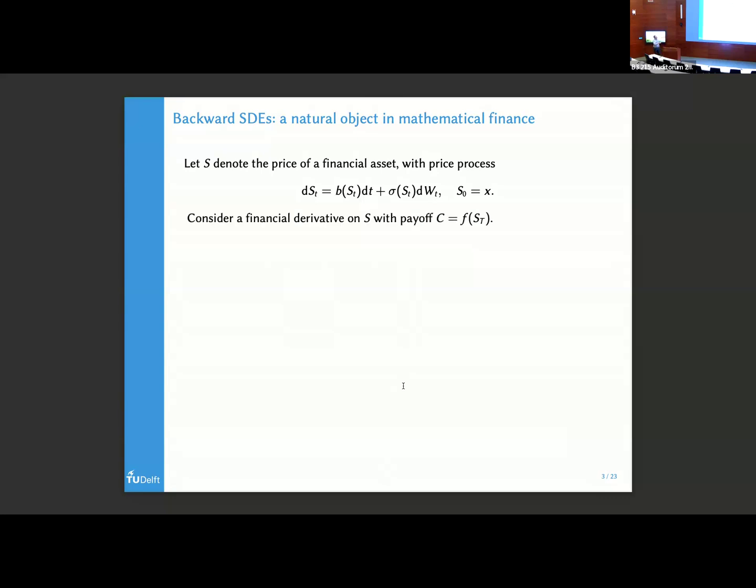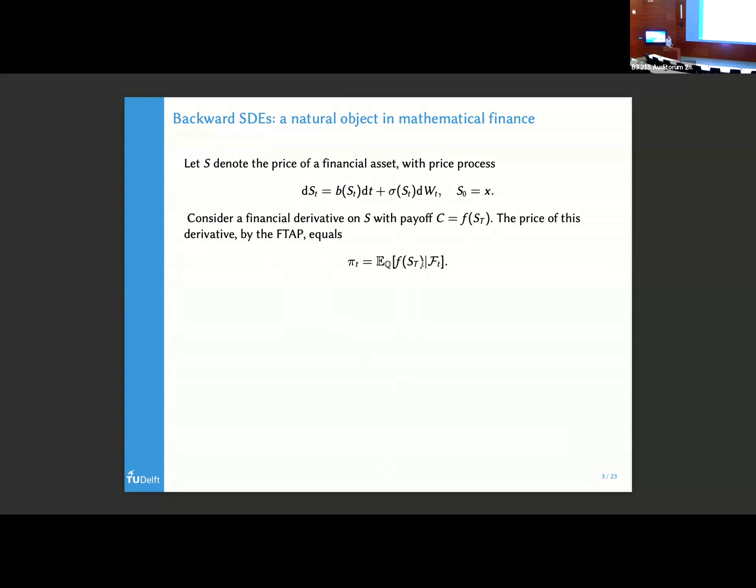Then you consider a financial derivative. A financial derivative is a legal contract that says that at some time point in the future, which we call capital T, the two parties involved in the contract are going to exchange a payoff, denoted by f of S_T. And then from mathematical finance theory, we know that we can compute the price of this derivative, and the price is given by the conditional expectation of the payoff.